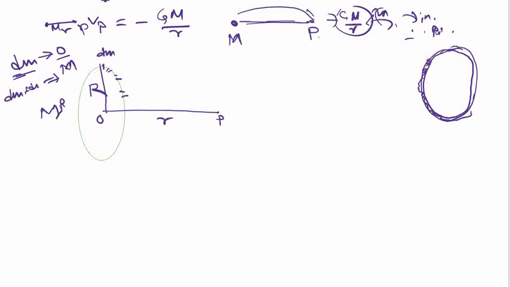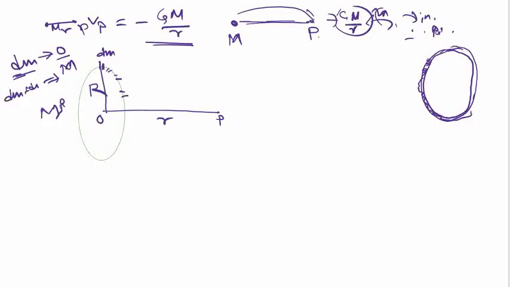Okay, now what is the potential at a particular point due to this ring? How do I calculate it? I only know the potential for a point mass, correct? I don't know the potential for a ring, because the mass is distributed on the perimeter. So what I'll do is take one small dm.